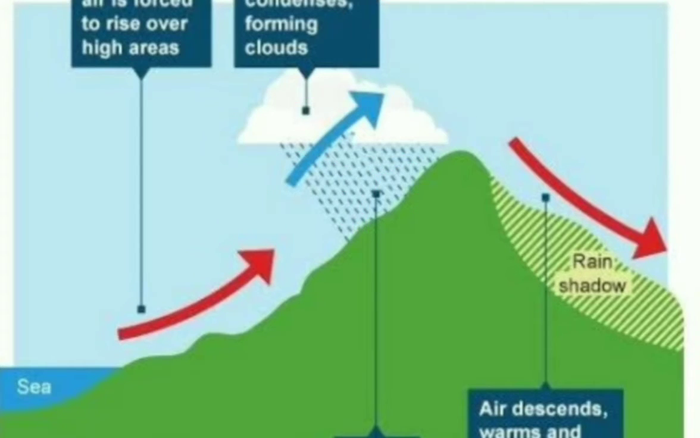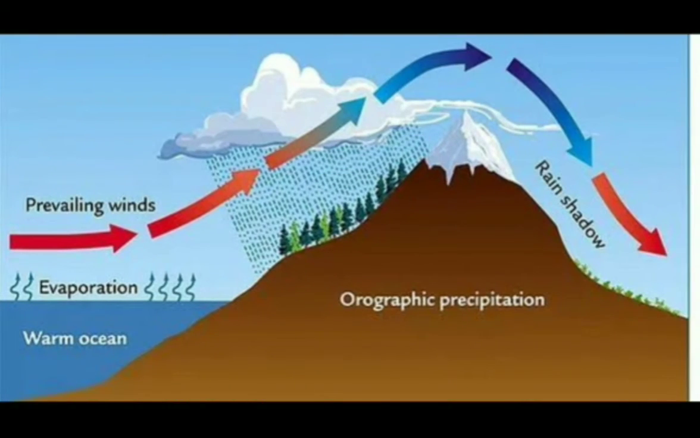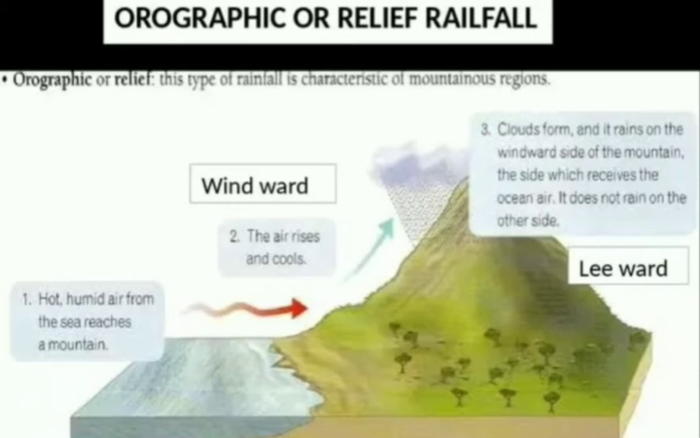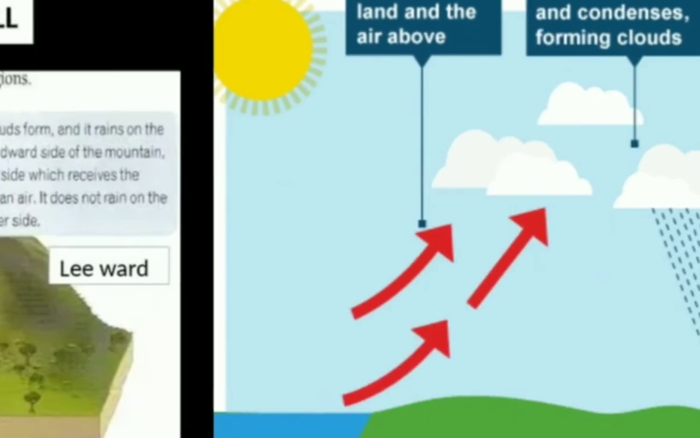They give the rest of the rainfall on this side only, and the opposite side used to be dried up, and that's why it's known as the rain shadow area. You can see inside this diagram how the clouds give rainfall on this side, which is fully green, and the other side is the rain shadow portion. Hot humid air from the sea reaches a mountain area. The air rises and cools, clouds form, and it rains on the windward side of the mountain, the side which receives the ocean air. It does not rain on the other side. The side where there is no rainfall is known as the leeward side or rain shadow side.